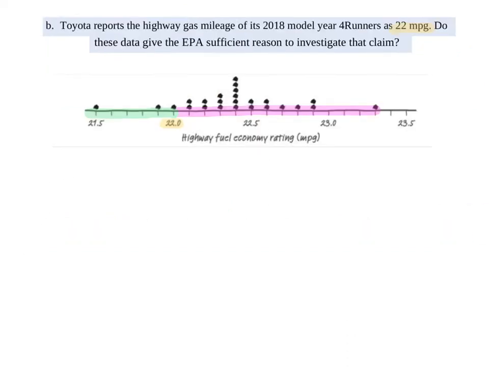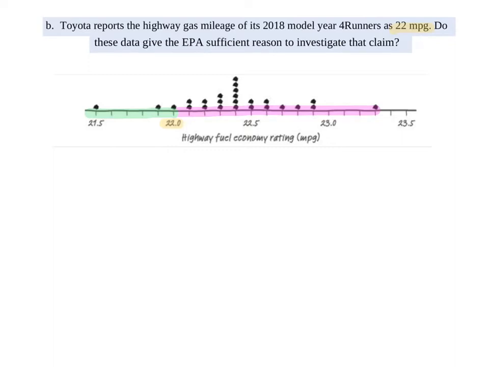So now we can attempt to answer the second part of this example. Full disclosure, I took a screen grab of the book's dot plot, so you don't have to look at my hand-drawn one any longer. What Toyota reports is that their highway gas mileage for their 2018 4Runners is 22 miles per gallon. Now, we have to figure out, does that data give the EPA sufficient reason to investigate that claim?